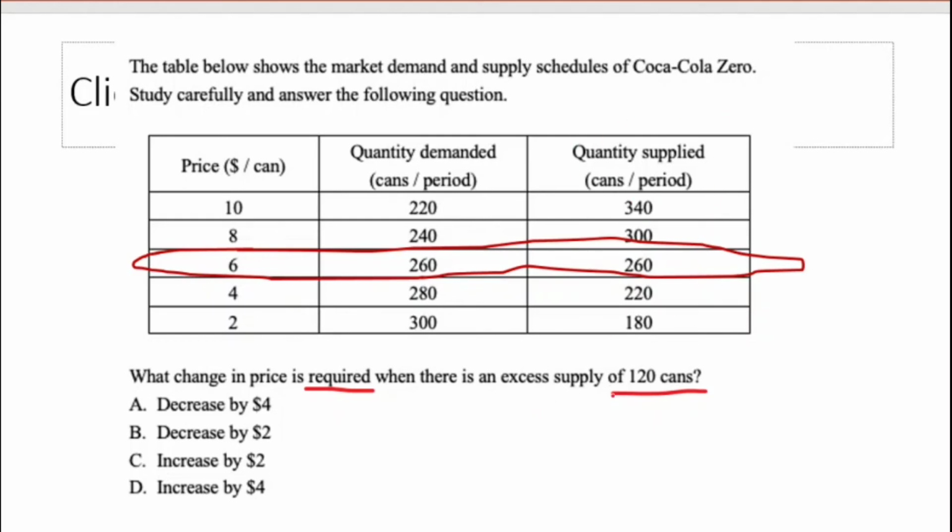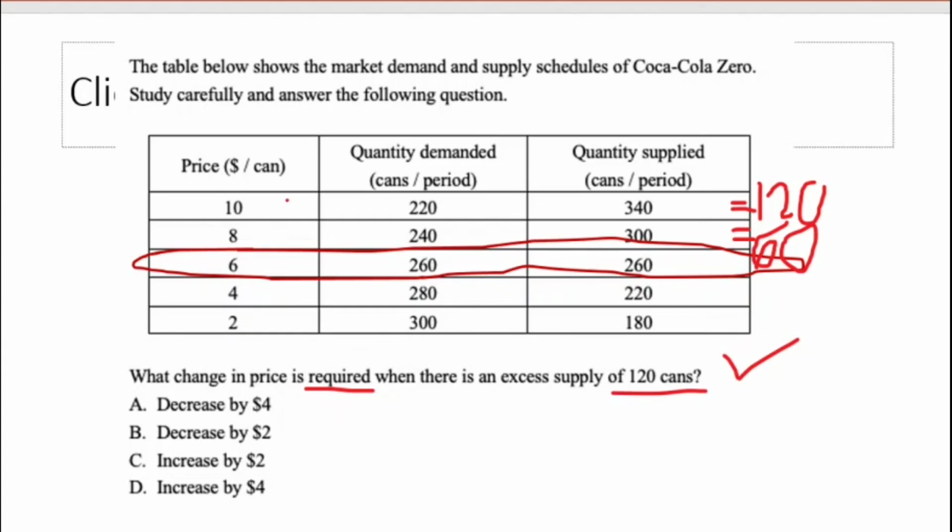Whenever there's excess supply or surplus, there's a higher quantity supplied than quantity demanded. So it's between here, $8 or $10. How do we compute that? You know it already. Quantity supplied minus quantity demanded. So use our math skills, students. 300 minus 240, that's 60. 60 cans? Is it 120 cans? No. 340 minus 220, 120 cans. The 120 cans, yay, you got it.